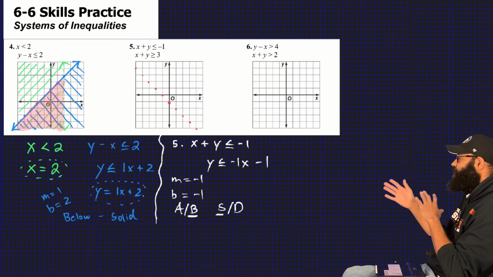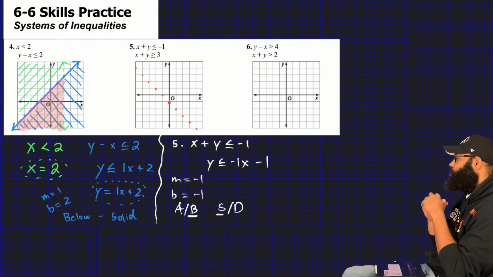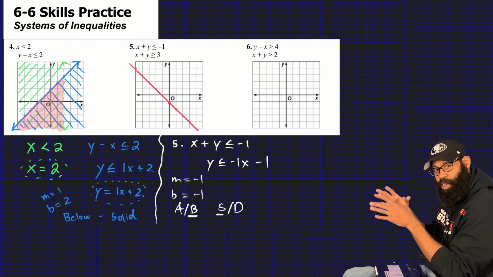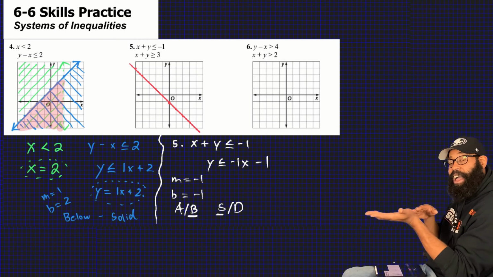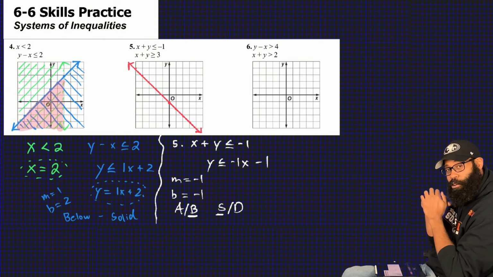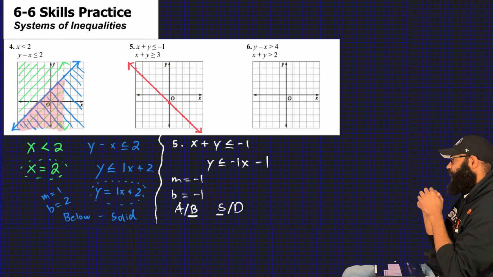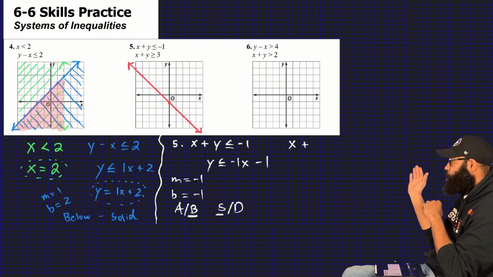And this is where the S/D comes from. Will it be solid or dashed? Well, solid because it's equal to. As long as there's a line underneath the inequality, it's a solid line. If there's no line under the inequality, it's a dashed line. And again, above or below. Well, the inequality tells me below.